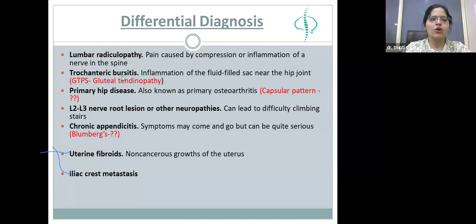The second, we have to rule out uterine fibroids. You have to ask the patient, if she's a female patient, menstrual questions.